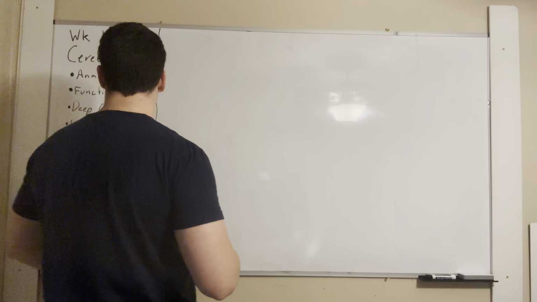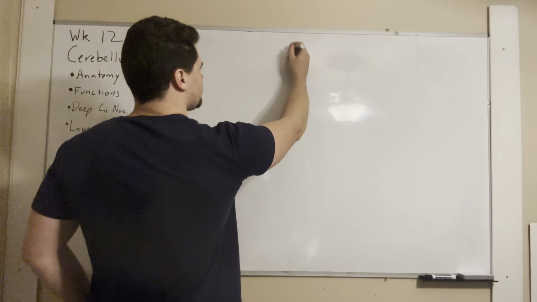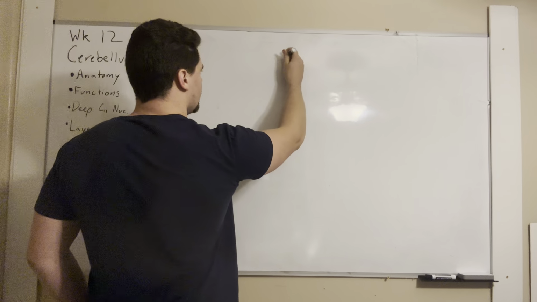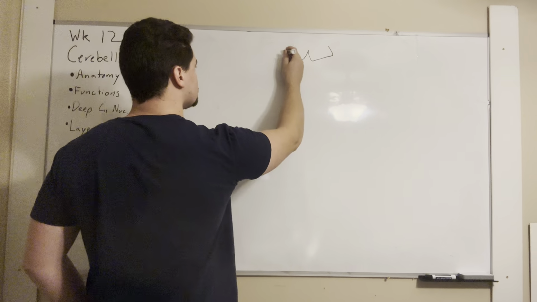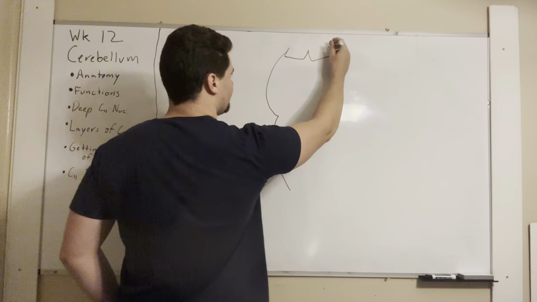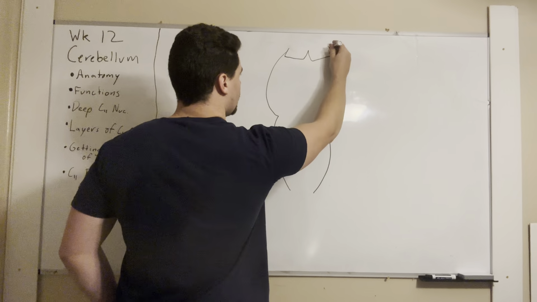So, let's talk about how we get in and out of the cerebellum. We get in and out of the cerebellum by the cerebellar peduncles. And where are the cerebellar peduncles? Whoa, that's not very good.